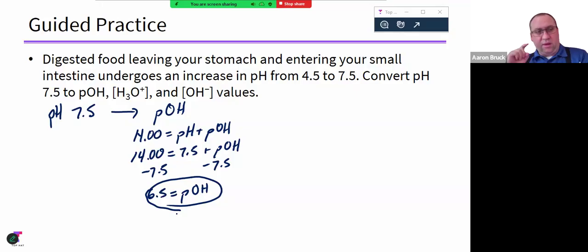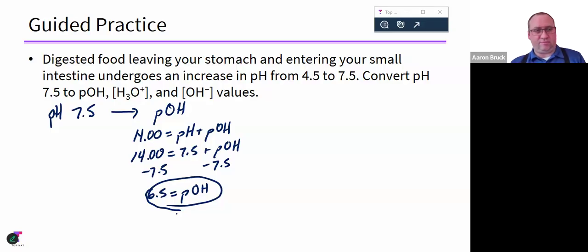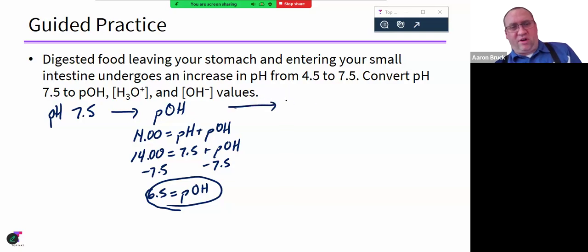Right. Have to be mindful of the significant figures. Since I'm only given one decimal place for this pH reading, I can only have one decimal place in the pOH as well. All right, I'm going to take the pOH and turn it into hydroxide. Hydroxide concentration is equal to 10 to the negative pOH.